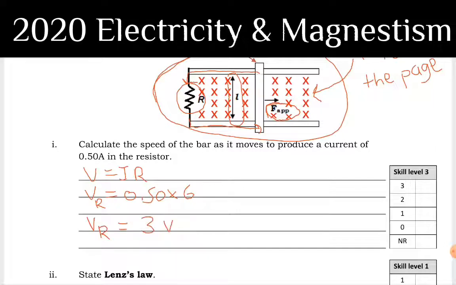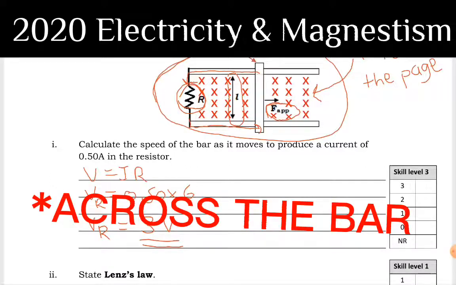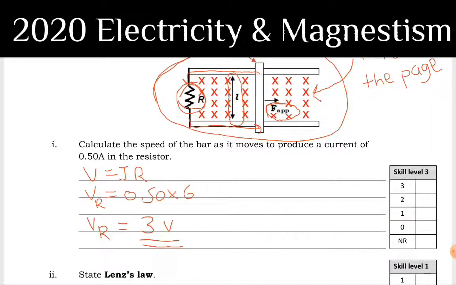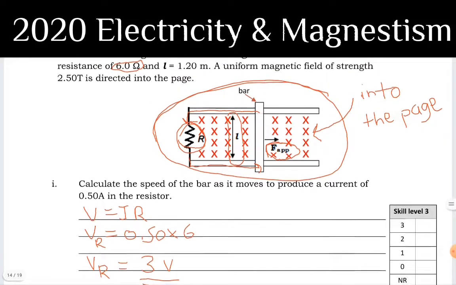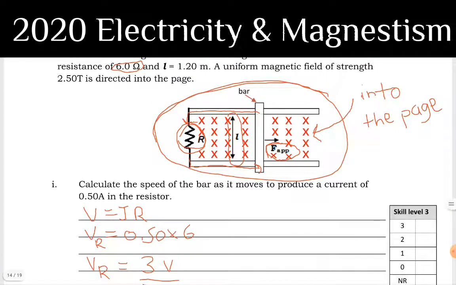Now, this voltage here is not only the voltage dropped across the resistor, but since it is parallel to the bar which is moving, this 3 volts will also be the voltage that is induced inside the bar. So now we know the voltage that is induced. We can try to calculate the speed.